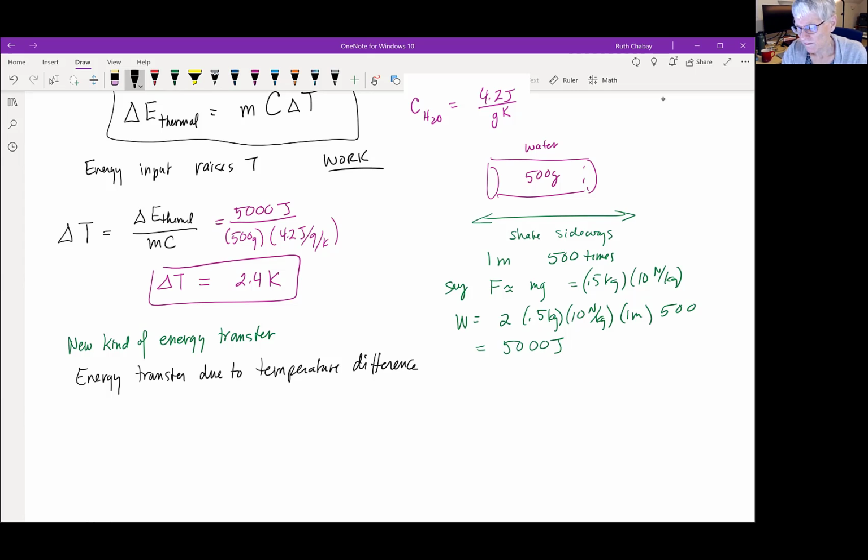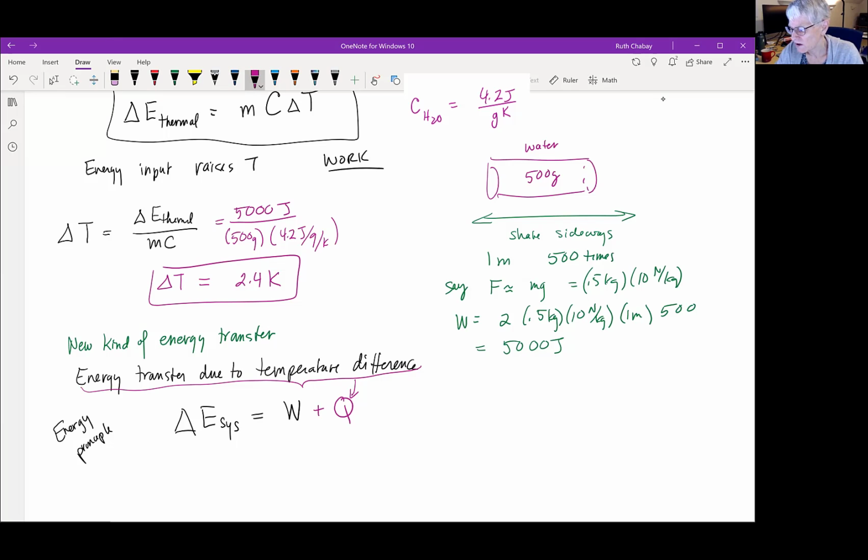And there's a physics symbol for this. So we can actually add this to our energy principle. So here's our energy principle. We can write the change of energy of a system, E final minus E initial. We had work, but now we get to add energy transfer due to a temperature difference. And that's given the symbol Q.